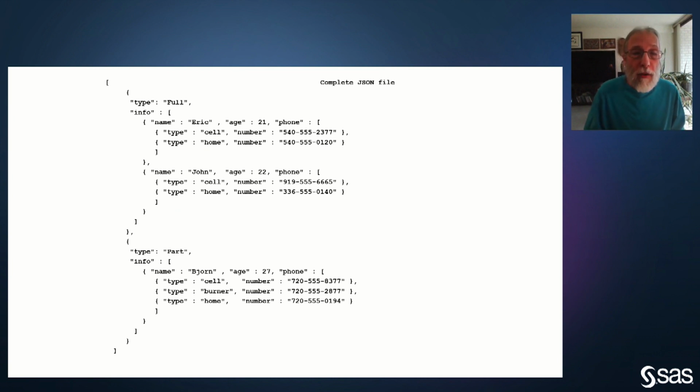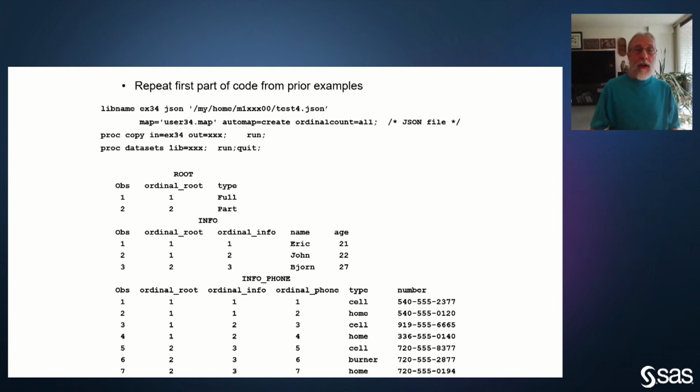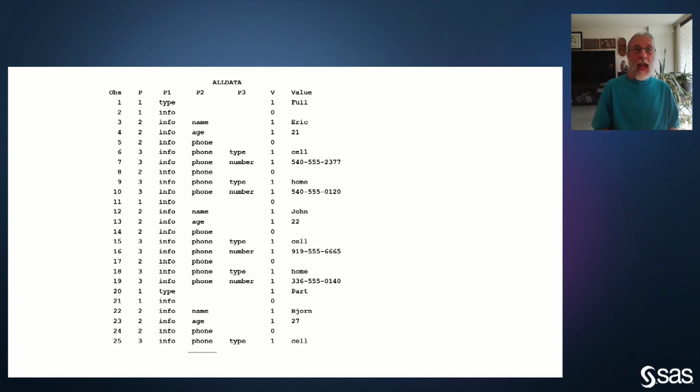And here, just for reference, is the full JSON file, which I took from the SAS documentation. Now, we could do the same things we did before to create a bunch of data sets in the SAS library, and I'm doing that right here. I'm not showing all data, but I'm showing all the other ones. And you can see that I've got these 3 data sets, root, info, and info phone. And you can see that ordinal root doesn't quite sync up in the same way because there are repeat values. And here's the all data set.